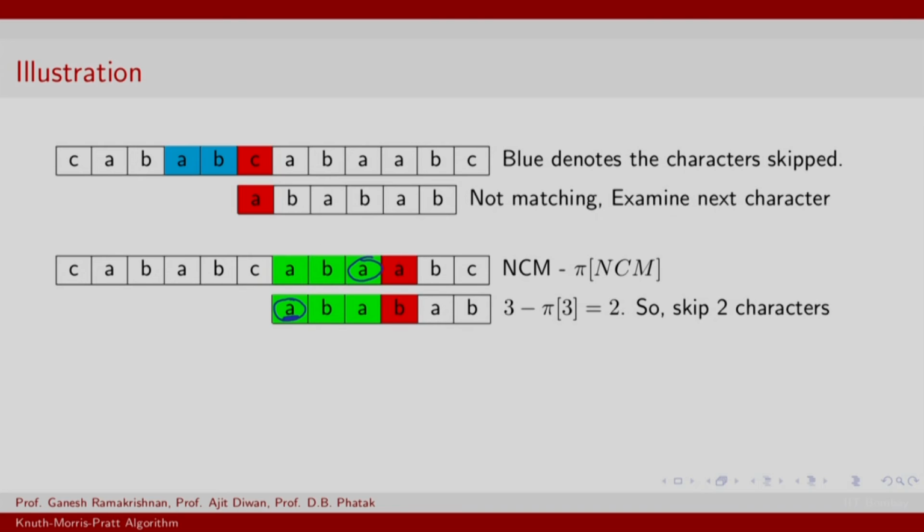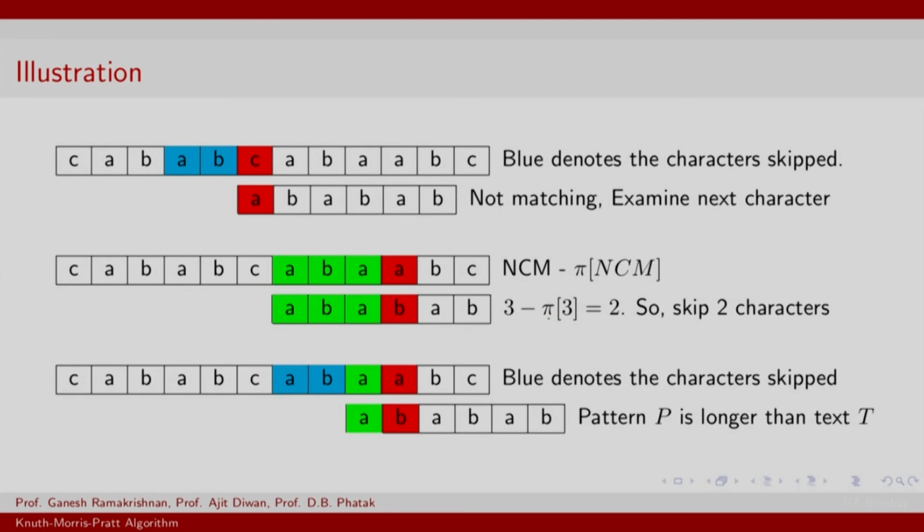And what does that mean? It means skipping 3 minus pi 3, which is 1, which is 2 characters. So skip these 2 characters. So you can see that a lot of unnecessary matching has been avoided simply by making use of the pi. We continue. A matched A, didn't match B, and now there is actually no scope for further matching because we actually exceeded the right threshold of T. So we need to do this only for n minus m steps on the text T.